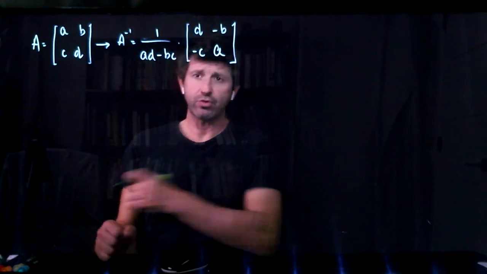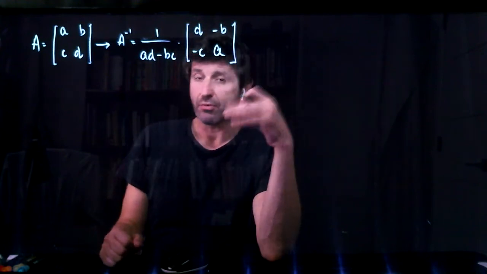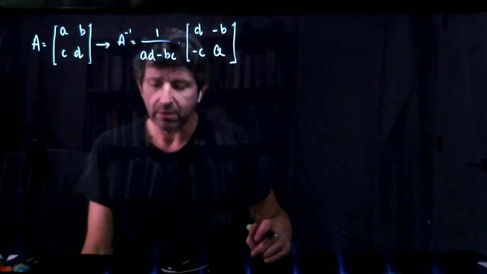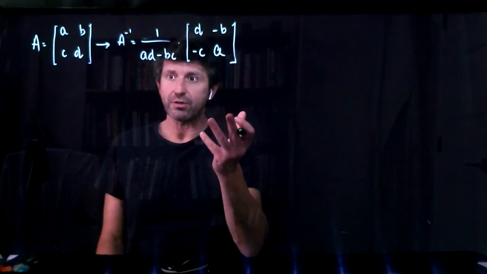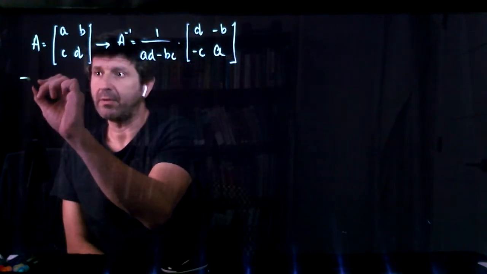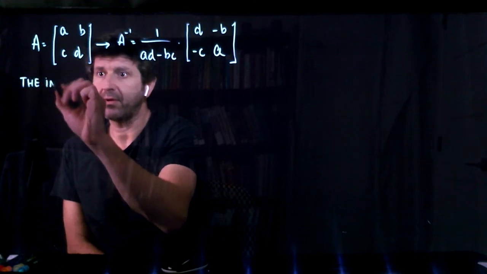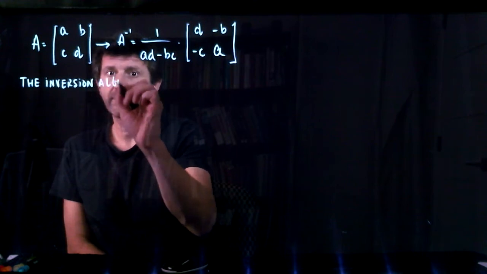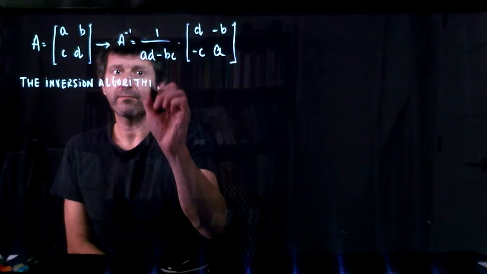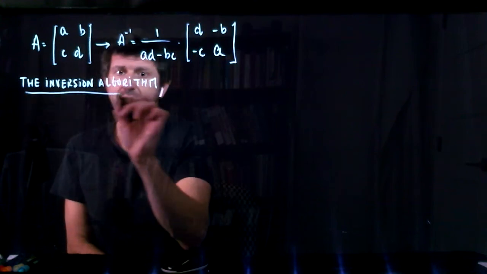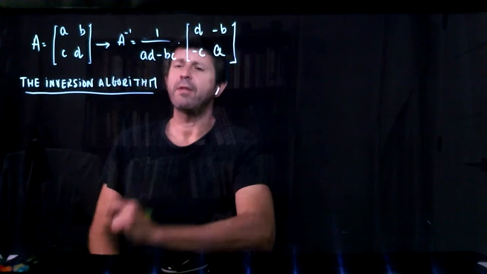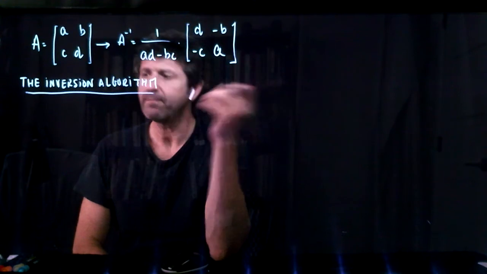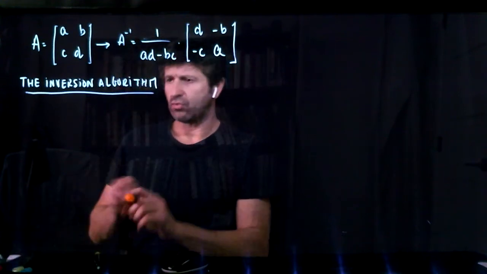Now I'm going to show you how to find the inverse of a 3 by 3, 4 by 4, any size matrix. To do that, there is what we call an inversion algorithm. It's a bunch of steps that we're going to follow to take a matrix and find its inverse. The best way is to do an example.